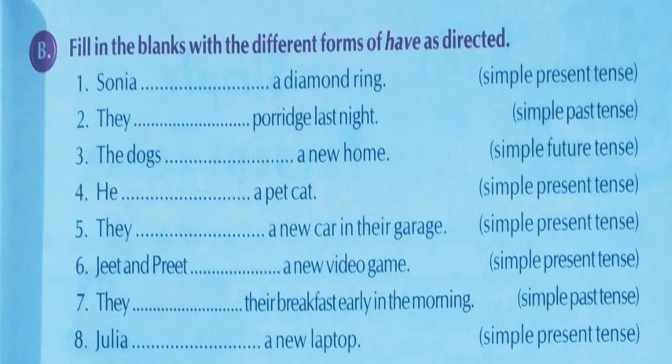Second one, you need to write in simple past tense. So past is one only, had. They had porridge last night. Number 3, you need to write in future tense. So what will you do? Will and the base form of the verb, that is have. Will plus have. So the dogs will have a new home. So students, I hope you'll be able to do the rest in the same way.